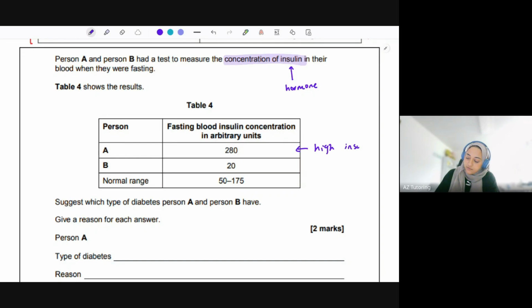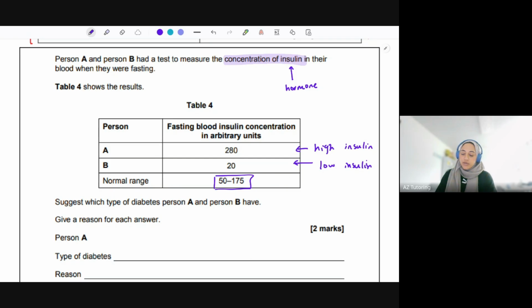So they're producing a lot of insulin. And then person B, they've got a low insulin amount. So always understand the data that you're given in the questions tomorrow rather than just jumping straight into the question. They've also told us what a normal range is. So a normal range is between 50 and 175.